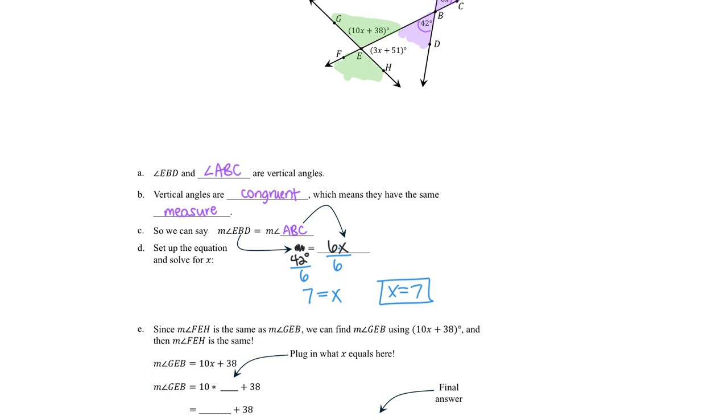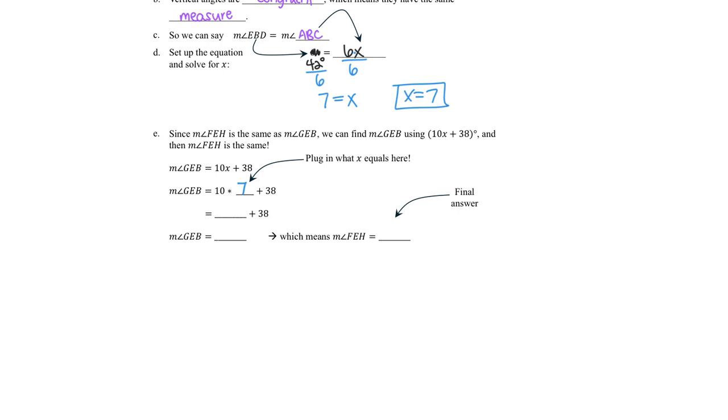So I set it up for you. Measure of angle GEB equals 10x plus 38. Plug in the x that you found in part D, 7, and then we're just going to work through that. Order of operations, we're going to multiply first. 10 times 7 is 70, and then 70 plus 38 is 108. Since GEB is 108 degrees, then we know that FEH is also 108 degrees.